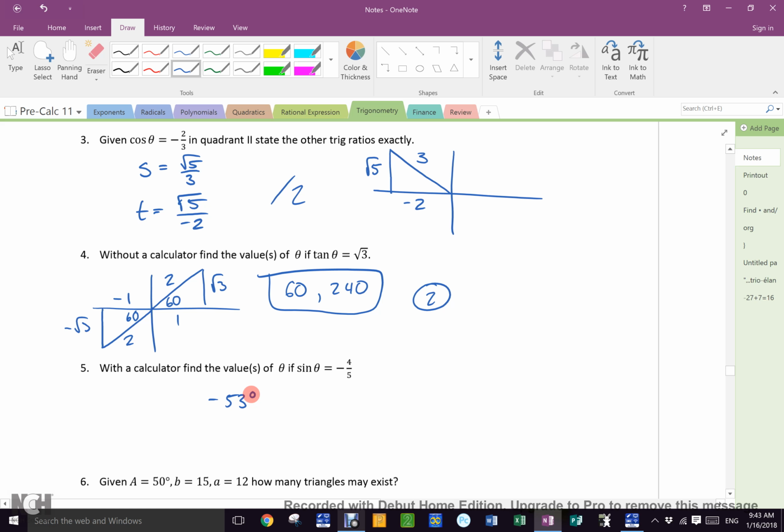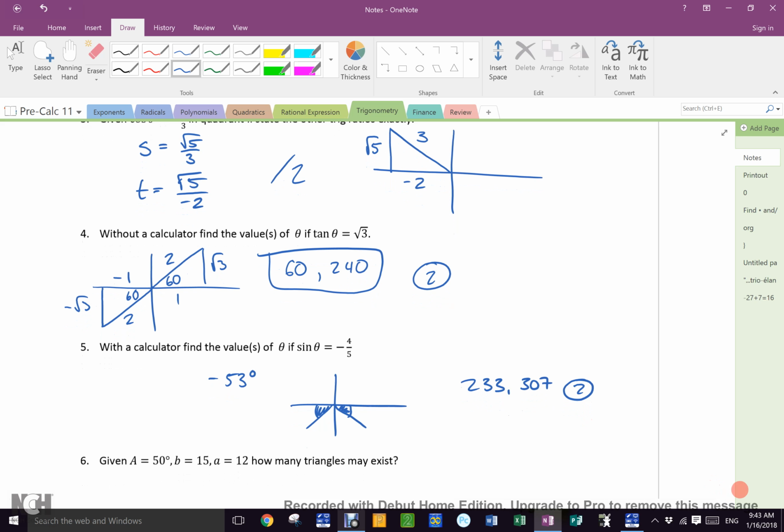Right? Since sine is negative, it must be in these two quadrants, yes? Where does the 53 live? In there and in there, right? So what are they? 233 and 307 for 2 marks. Everybody still okay? Even on that one? Sweet.